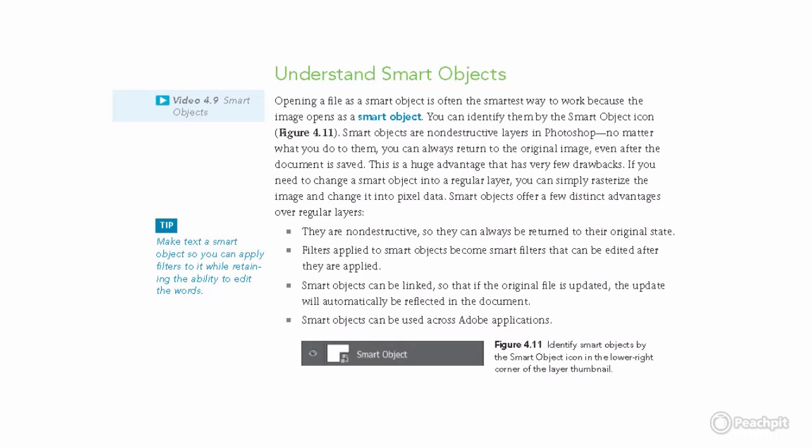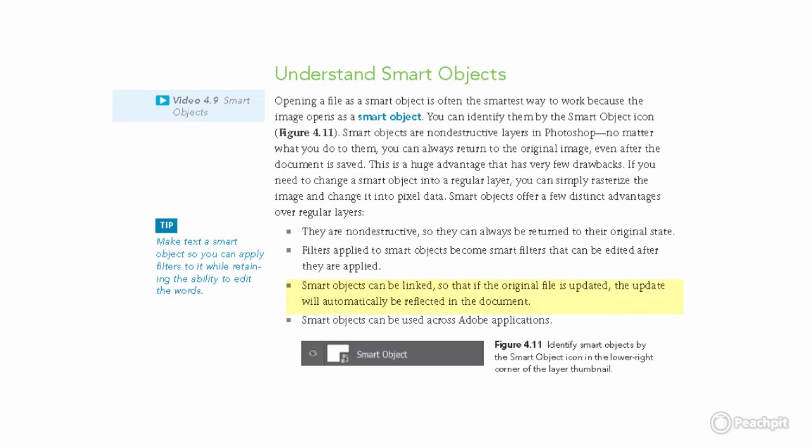You can see in the book, I've got 4 bullet points that talk about smart objects. They're non-destructive. They can always be returned to their original state, so you don't have to worry about ruining them. Filters applied to them can always be modified later. When you apply a filter to just a regular Photoshop layer, that change can't be undone once the document's saved and reopened. With smart objects, they always can.